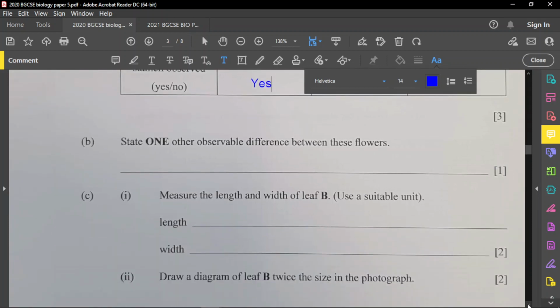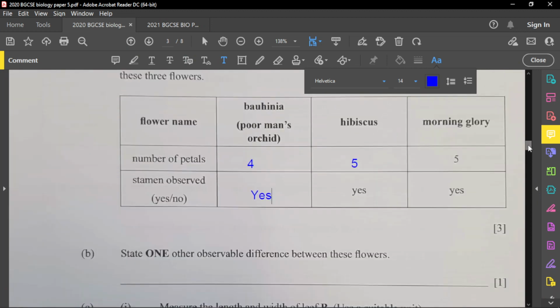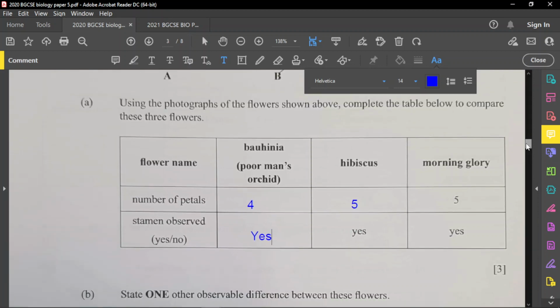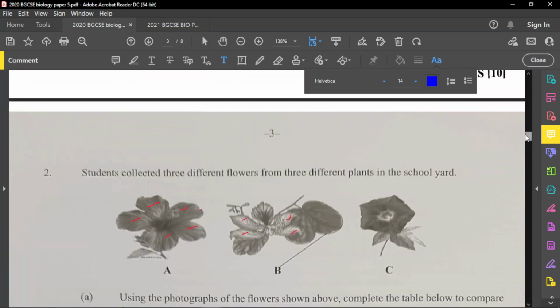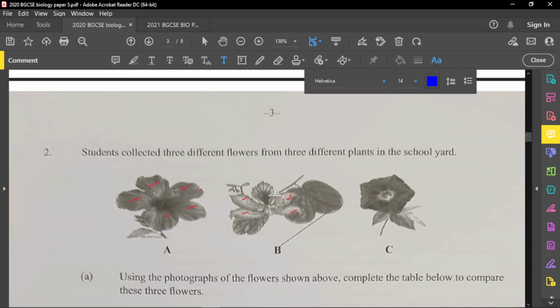All right. Part B is state one other observable difference between these flowers. So look at the flowers carefully. They're talking about the number of petals, right? So not the number of petals, not if you see stamen. So besides stamen present, and also the number of petals, what other things are different between these flowers? So look at them carefully. There's a number of different things that you can actually write here, though, if you think about it, right?